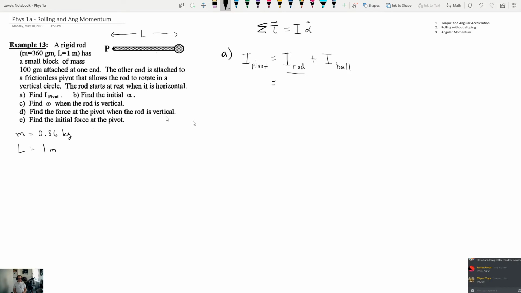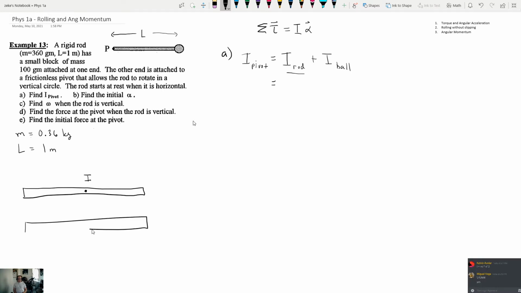1 over 12 m r squared. Okay. Or 1 over 12 m, it should be r squared, right? So that's the moment of inertia for... There's basically two different moment of inertia equations for rods, right? There's one moment of inertia equation for a rod that's rotating about its center. And there's another moment of inertia equation for a rod that is rotating about the end. What are these, and how do you know the difference between the two of them? One of them is 1 over 3 and one of them is 1 over 12.